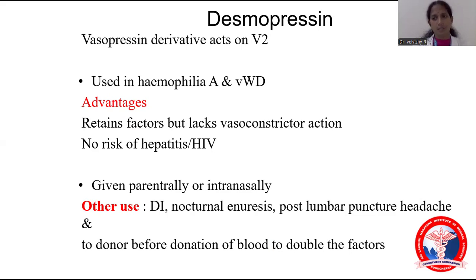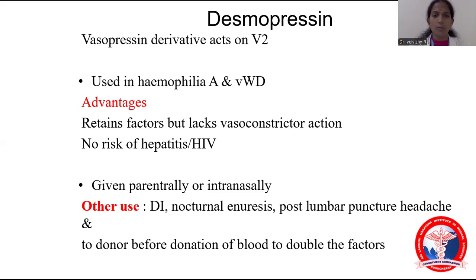Desmopressin is a vasopressin analog. Vasopressin is called the antidiuretic hormone. This vasopressin acts on two receptors, one is V1 and another one is V2. The antidiuretic action is mainly mediated through V2, whereas the vasoconstrictor action is mediated through V1 receptors. So desmopressin is the vasopressin derivative that particularly acts on V2 receptors.